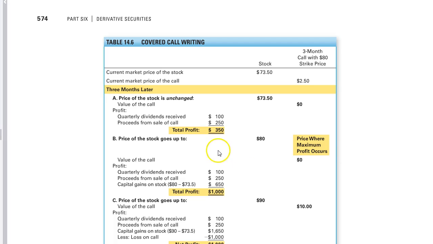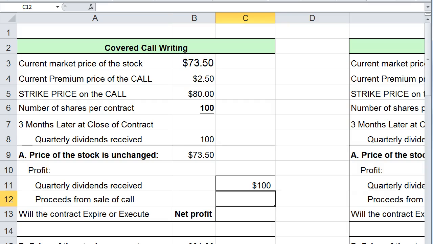If I look back here, it says the proceeds from the sale of a call. Remember, we're writing a covered call, which means when we write a call, we're actually selling it. So we're going to receive this premium times the number of shares. There are 100 shares per contract, and we're dealing with one contract here. So the total net profit will be my quarterly dividends plus my proceeds from the sale of the call.